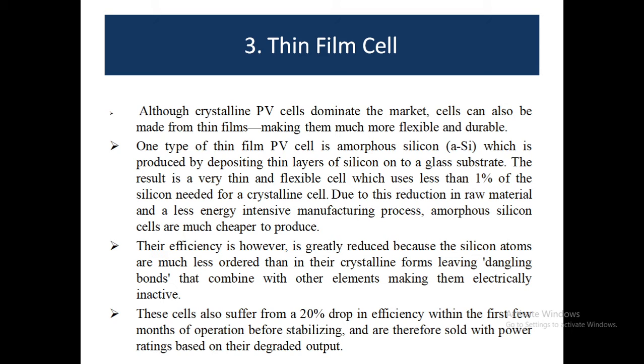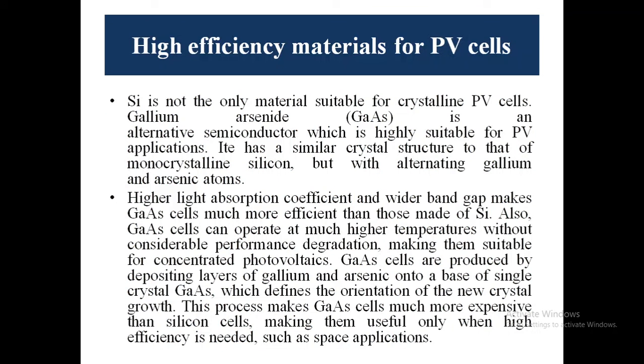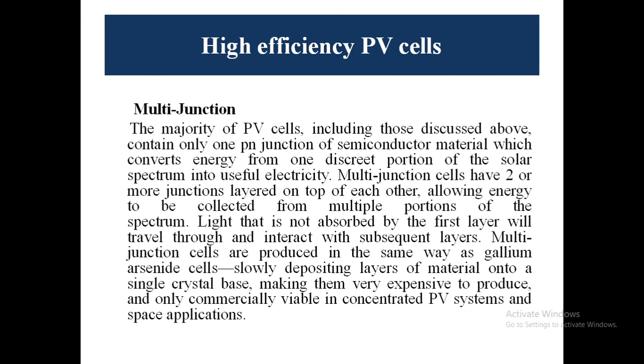However, they are easy to manufacture and cheaper, but because of the form in which silicon is used here, they are lower in efficiency because of the dangling bonds that are created. So this was how we compared the three types of photovoltaic cells that are available to us.